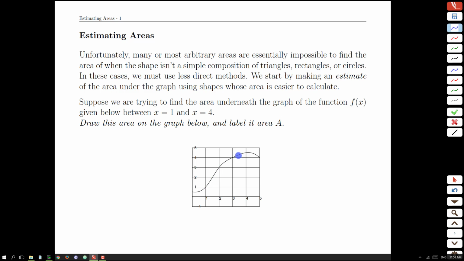Take, for example, this graph here. If we want to find the area beneath this graph of this function on the interval from x equals 1 to x equals 4, that would be this interval here, then what we're talking about is the area shaded in this region here. That would be the region A. This area is definitely not something that we can look at and get the exact area out of it. So what do we do instead?